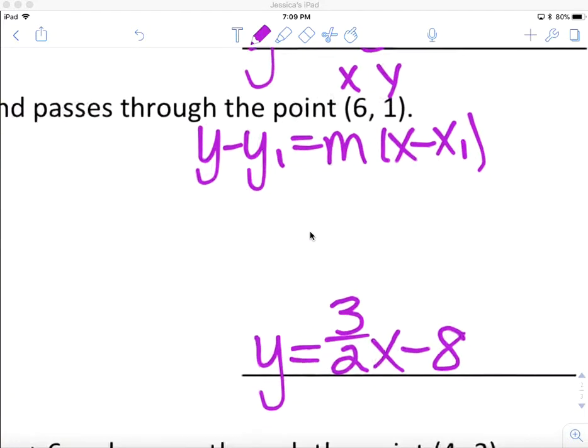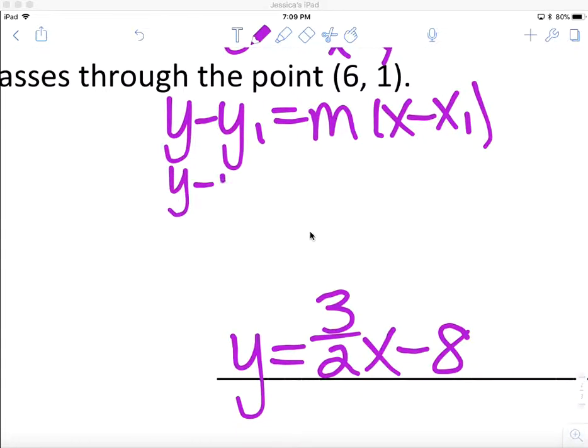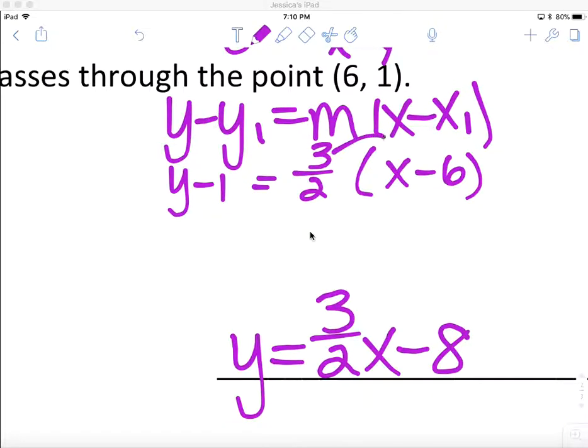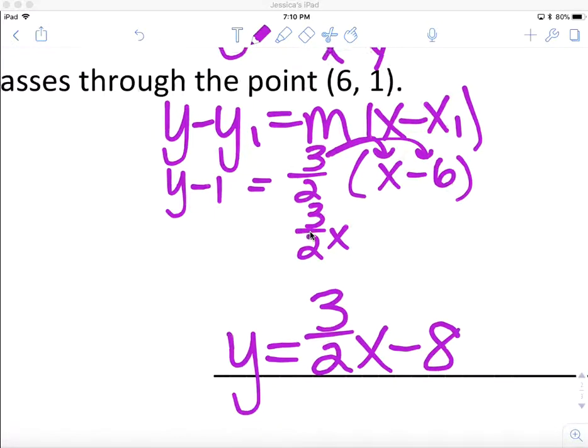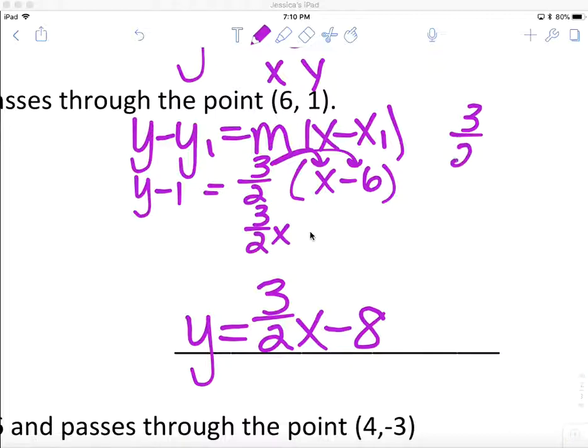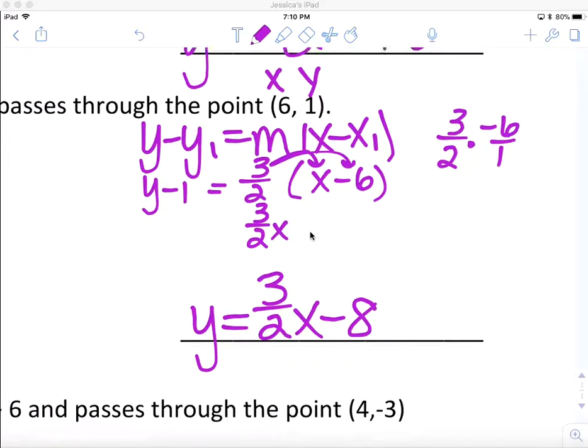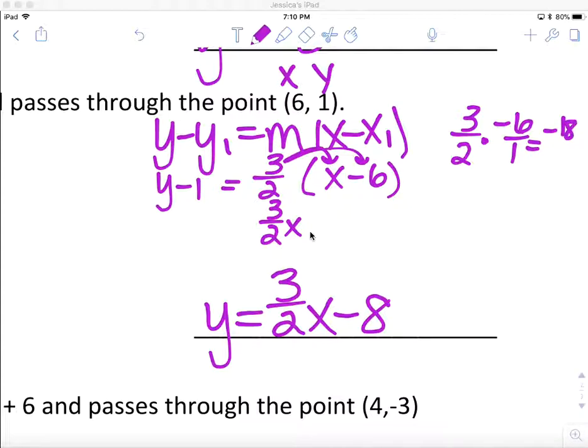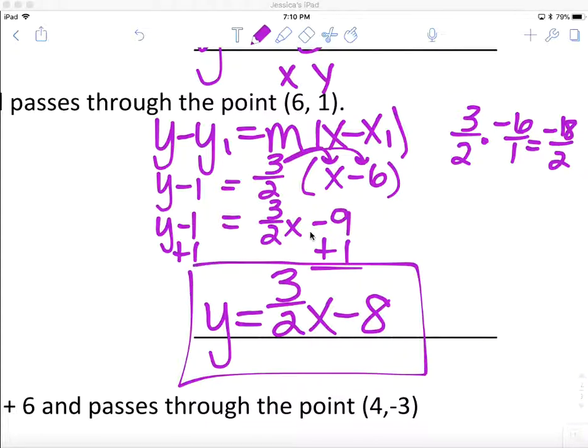If you prefer point slope form, then you would plug in 1 for y1, you would plug in 3 over 2 for m, and you would plug in 6 for x1. Well, 3 halves times x would be 3 halves x, and 3 halves times negative 6, again, 6 is the same thing as 6 over 1. This would be negative 18 over 2, which is negative 9. And then my final step would be to add the 1 over, giving me the exact same answer. Y equals 3 halves x minus 8.